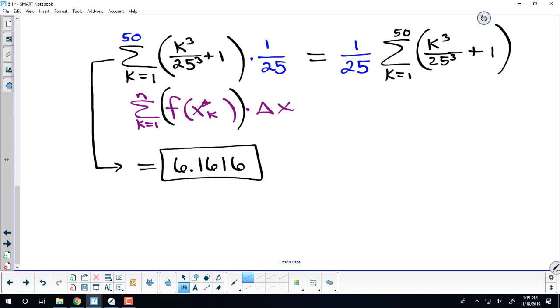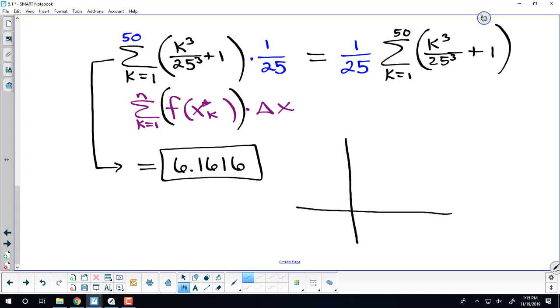And so what is 6.1616? What is that number? Yeah, it's kind of close to 2 pi. What is it actually telling us? The area. Yeah, the approximate area using right Riemann sums and 50 rectangles.